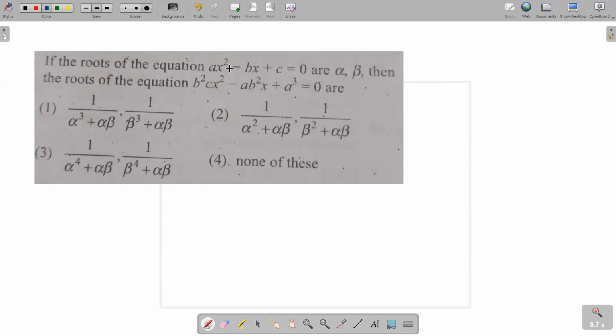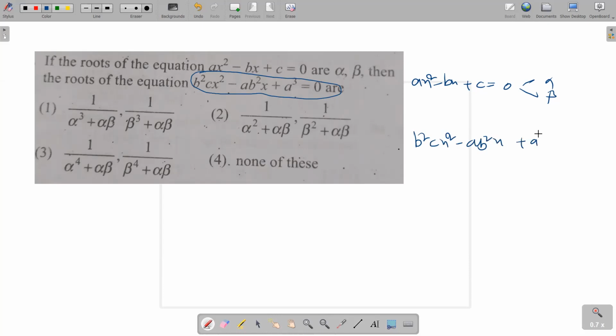See, we are given this equation, ax square. Understand carefully. This equation has two roots, alpha and beta. Now we have to find the roots of this equation. Our approach should be, we have to find the roots of this equation, right? And we are given this thing. So we'll try to convert this equation into this form.